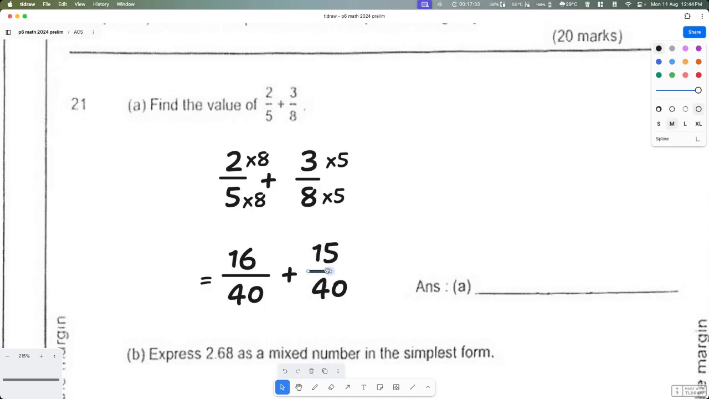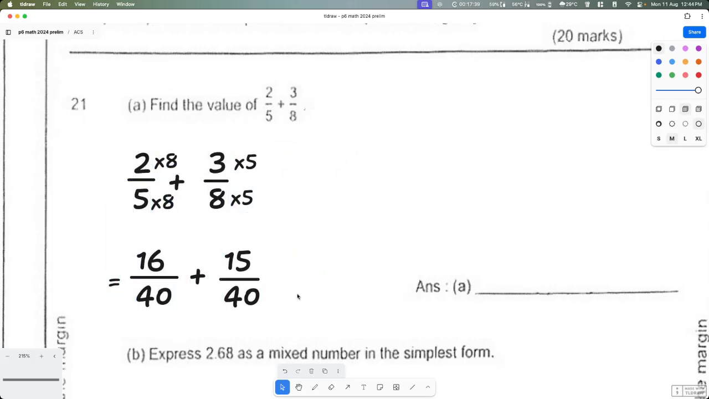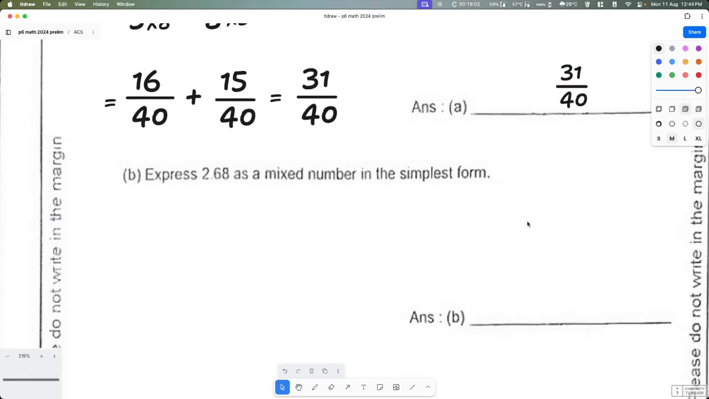That's what you see over here. Okay, so 16 plus 15 over 40. And what will this become? Always remember with fractions, after you get your answer, 16 plus 15, this will become 31 out of 40. Can you simplify? Always simplify your fractions, but in this case, we can't simplify. So we remain with 31 out of 40.